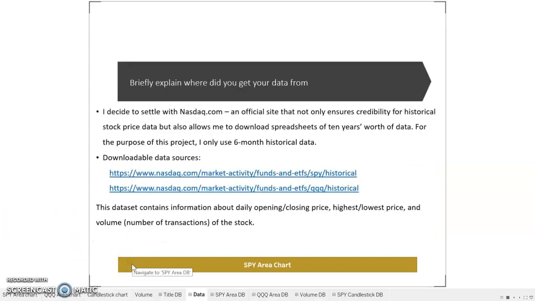I take my data from Nasdaq.com, an official site that not only ensures credibility for historical stock price data, but also allows me to download spreadsheets of 10 years worth of data. For the purpose of this project, I use 6-month historical data, and this is the link for the spreadsheets that I downloaded. These datasets contain information about daily opening and closing price, highest and lowest price, and the volume, which is the number of transactions of the stock.